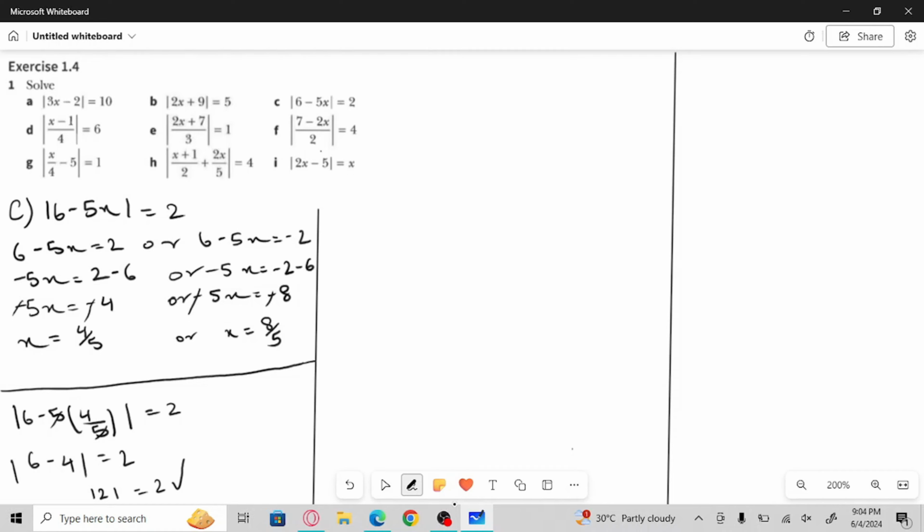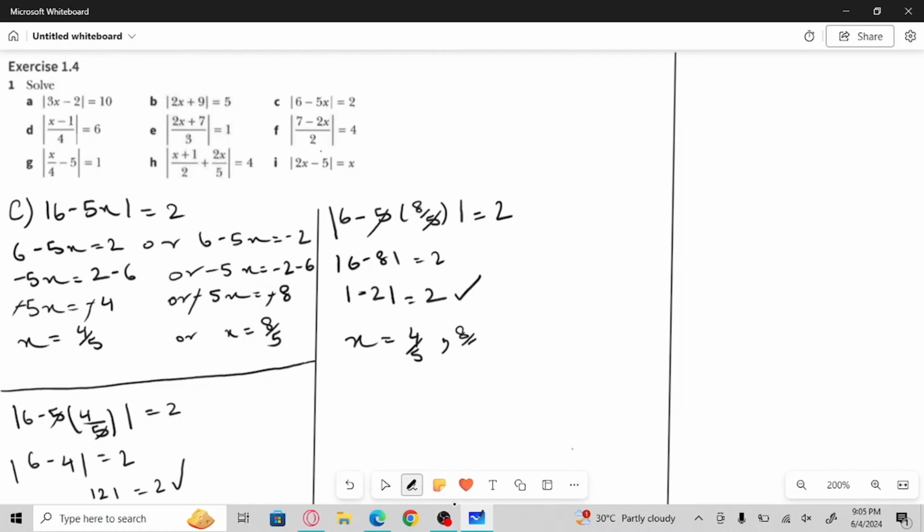The second value, we will say that in a modulus, 6 minus 5 multiplied by 8 upon 5 is equal to 2. 5 and 5 will be cancelled. 6 minus 8 is equal to minus 2, and in a modulus, minus 2 is equal to 2. So this value is also correct, because this negative value is in a modulus, which will become positive again. So again, this will be positive 2 as a result. Which means that x is equal to 4 upon 5 and 8 upon 5.